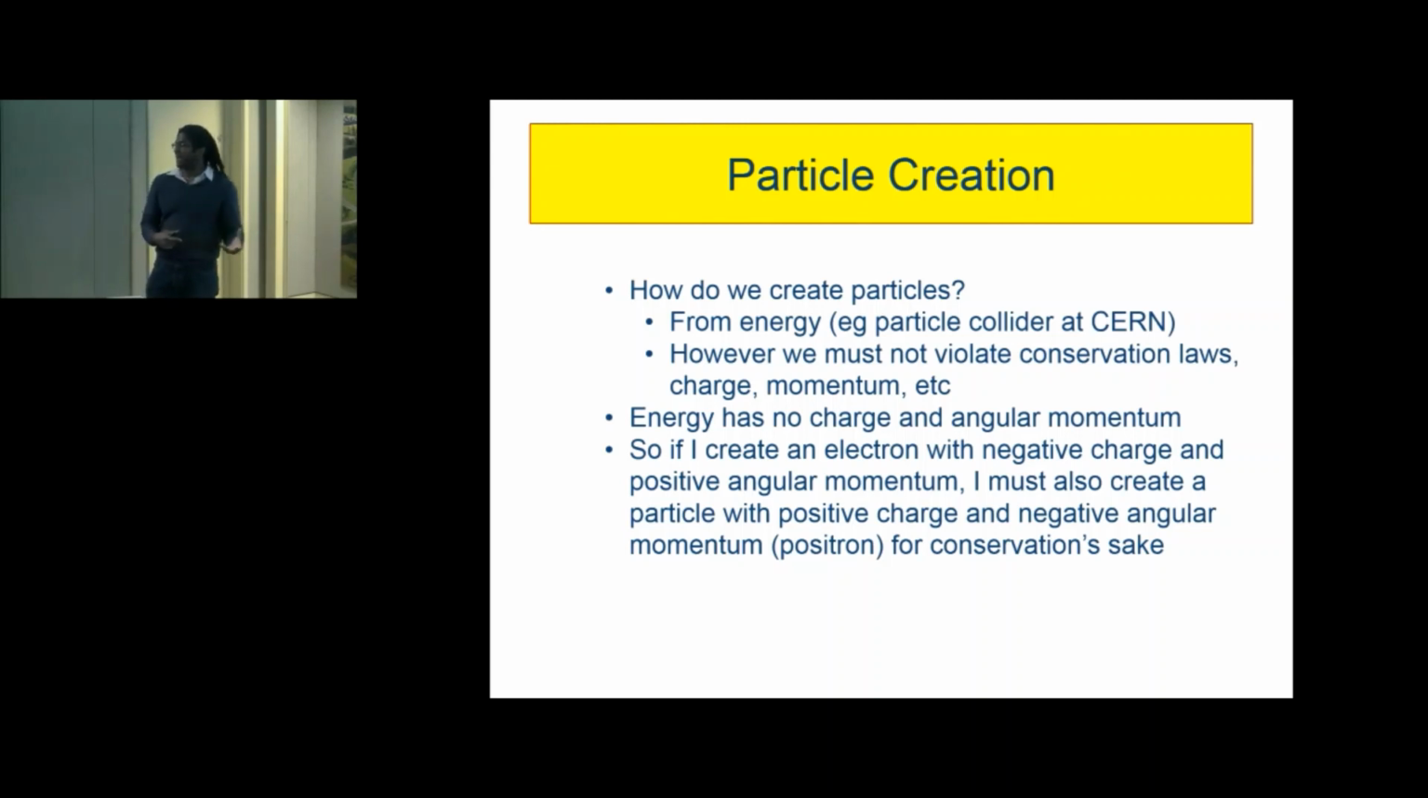So I must balance that because I need to finish off with a final state that has no angular momentum, has no charge. So if I create an electron with a negative charge and a particular angular momentum, I must also create a particle with opposite charge and an angular momentum in the opposite direction. So a particle with positive charge, same mass as an electron, opposite angular momentum spin to an electron, that's a positron, that's antimatter. So essentially when I create matter, I must also create antimatter.